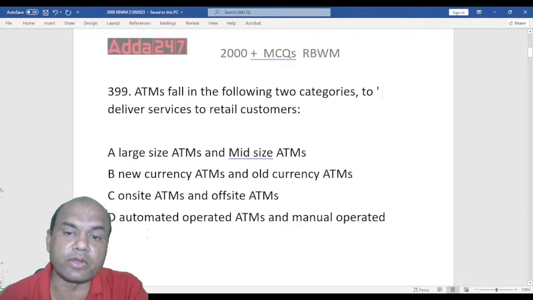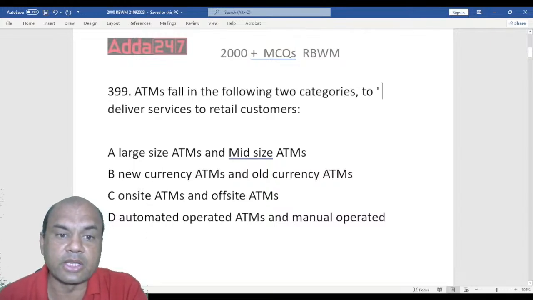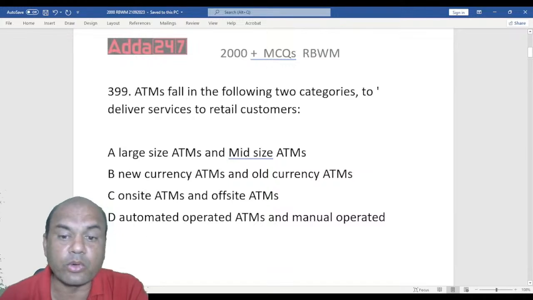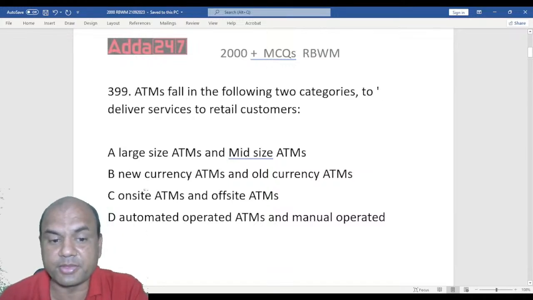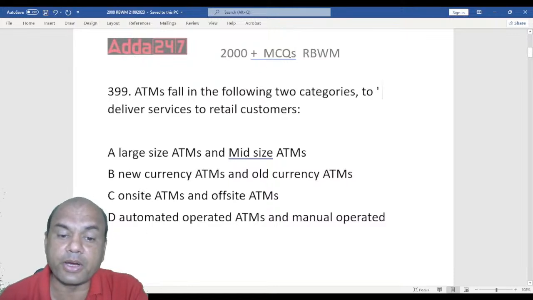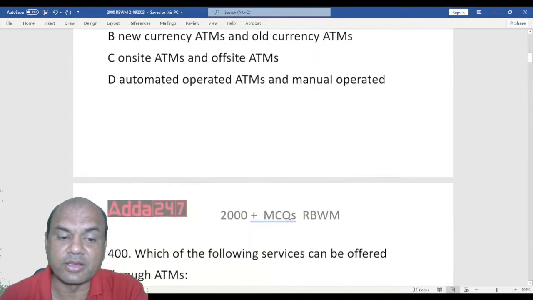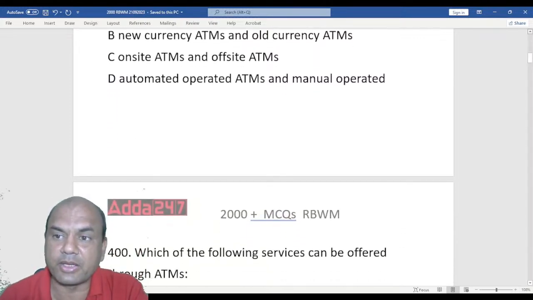ATMs fall in the following two categories to deliver services to the customers. So ATMs fall in which two categories? Large size ATMs, mid size ATMs, new currency ATMs, old currency ATMs, on-site ATMs, off-site ATMs, automated operated ATMs and manually operated ATMs. So what is the right answer over here? Automated and manually operated.